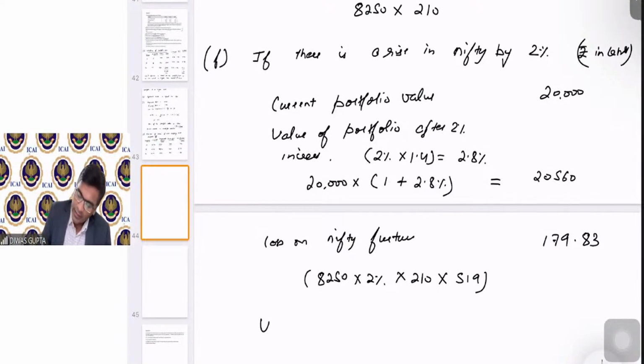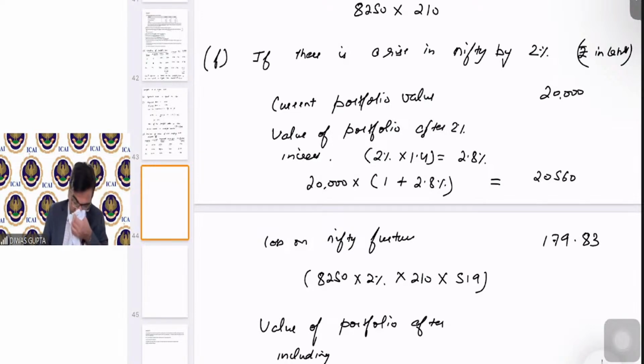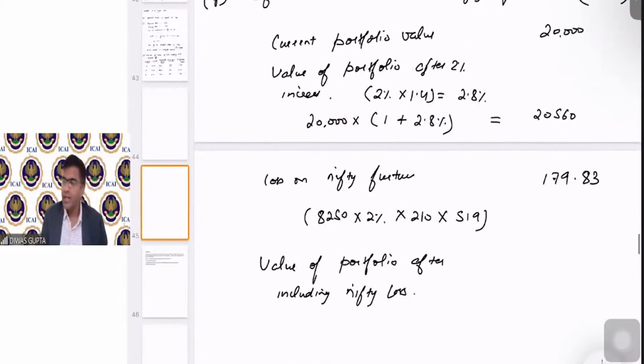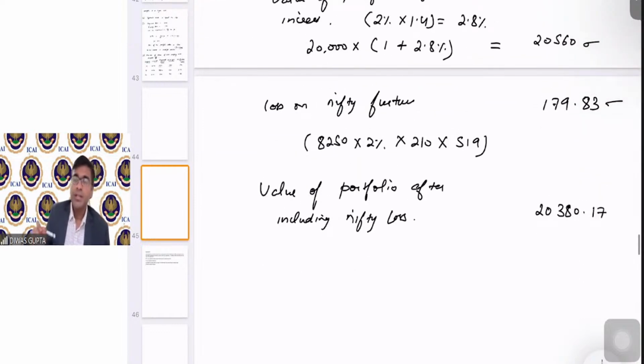So the net value of portfolio after including Nifty loss, it will be how much? 20,560 minus 179.83. So this is 20,380.17. So this is the value of portfolio.